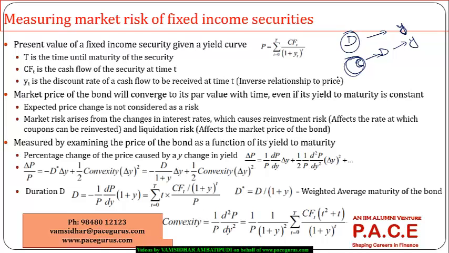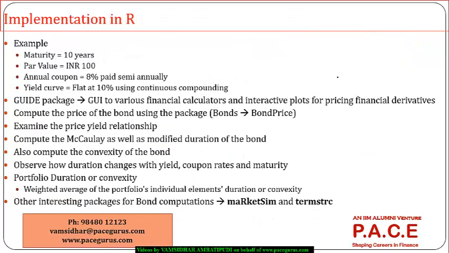As a part of our R programming, we need to find out both the duration as well as the convexity of the bond, so that it helps us assess and understand how much the price of the bond will change corresponding to a change in the yield. This is where we'll go ahead with the implementation in R.